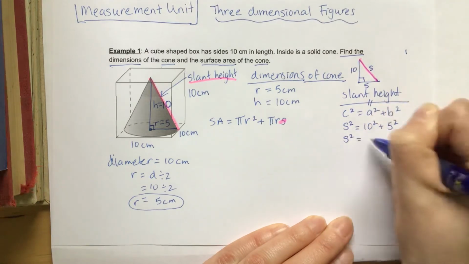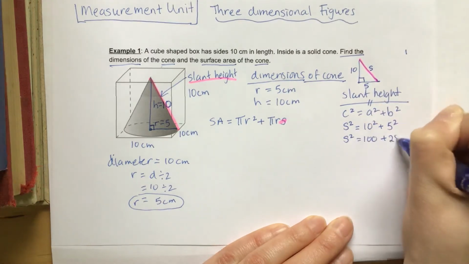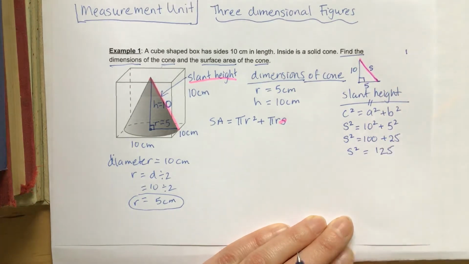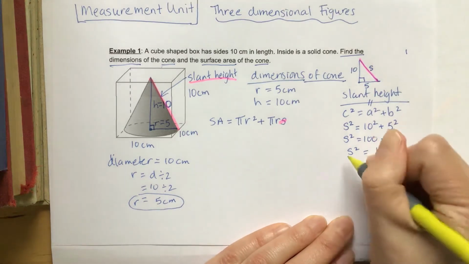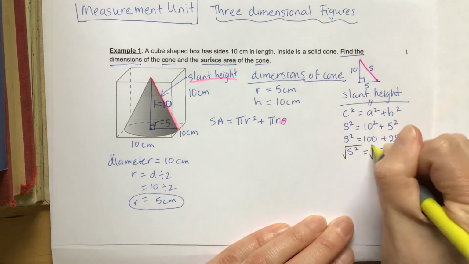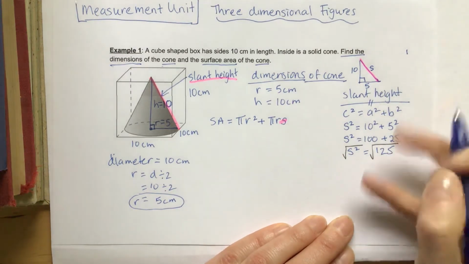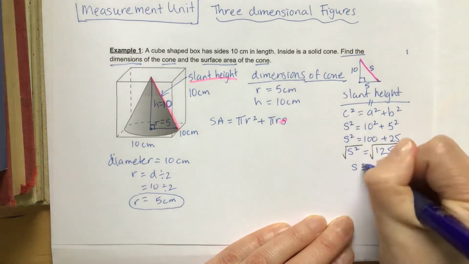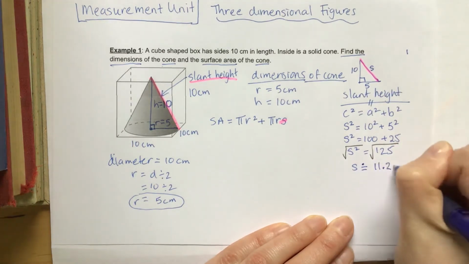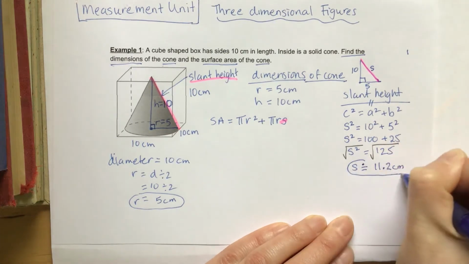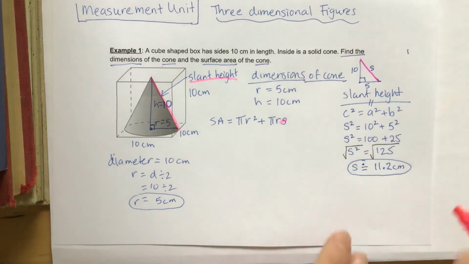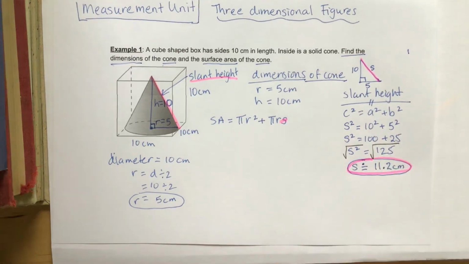So s squared is then equal to 100 plus 25, and s squared is equal to 125. And we want to take the square root of each side to get s by itself, because we don't want s squared, we just want s. And that is going to give us approximately 11.2 centimeters. So we're always rounding to one decimal place unless we're told otherwise. So now we have our slant height.